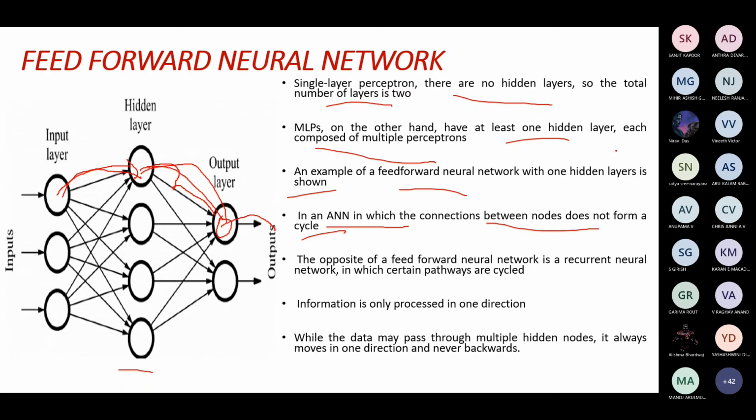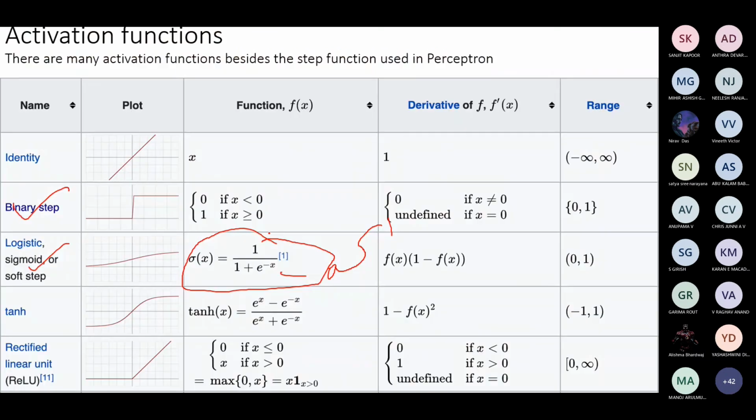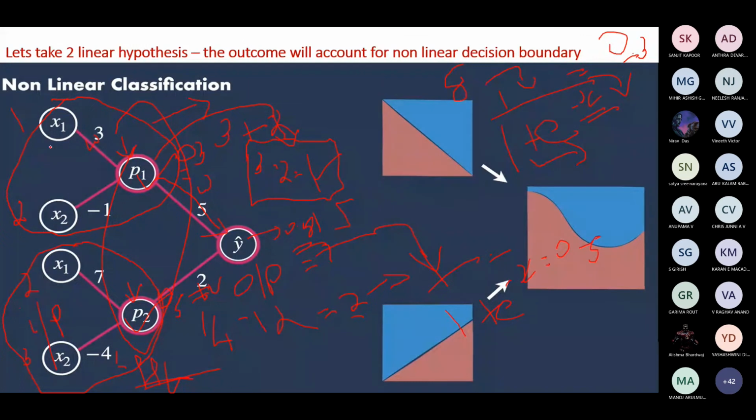Okay, here in an ANN, the connections between the nodes do not form a cycle. Make sure of that. While the data is passing through the multiple hidden layers, it always moves in the forward direction. As I told you, this is the example I have told you, right? The data moves only in the forward direction, from this to this, from this to this.